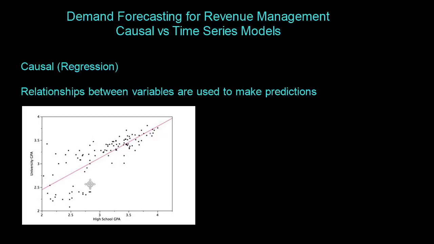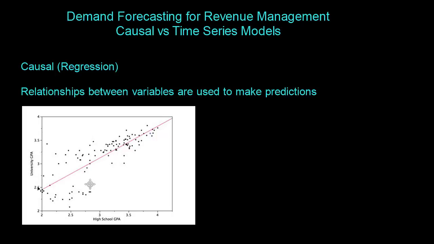These models look for the relationship between two or more variables and then use that relationship to make a prediction or make a forecast. So in the very simple example I've chosen here, we have high school GPA along the x-axis and then university GPA along the y-axis. And you can see from the scatter plot that there's a positive relationship. So the higher the high school GPA, the higher the university GPA.